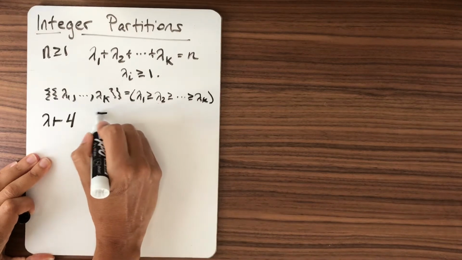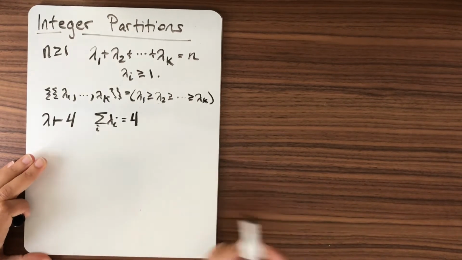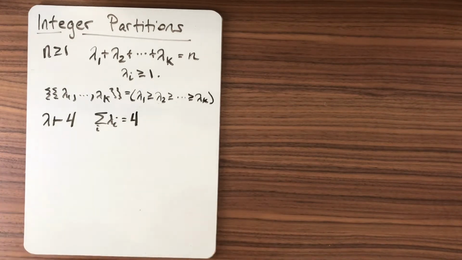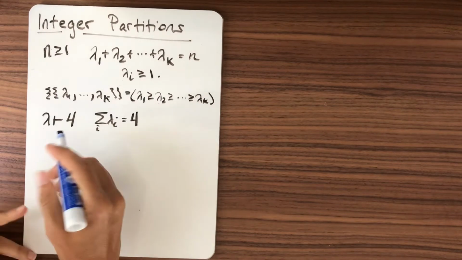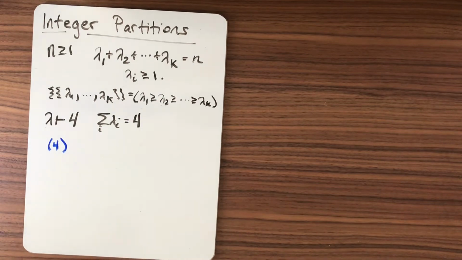So this means that the sum over all i of lambda i needs to equal 4. In general, we'll have it equal n, but here we can have it equal to 4. So we can think about how many ways can we write this. Well, let's think about starting with the biggest number. So we've got a 4. So we could just write 4. Okay, what else could we do?